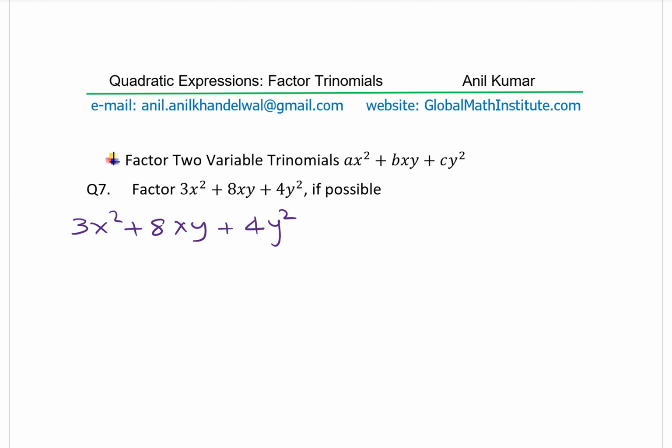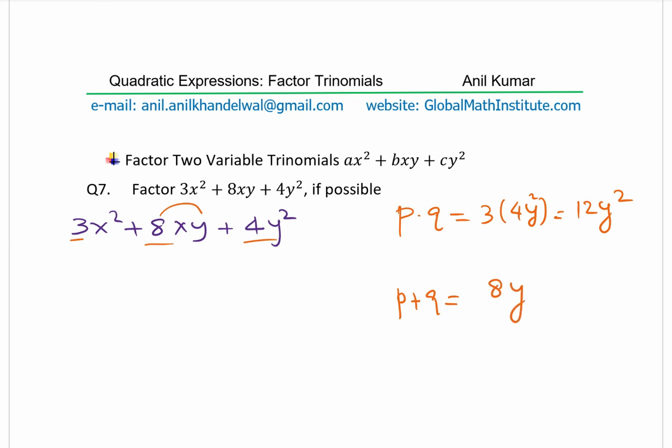Now, the technique is to use product and sum. So we're looking for two numbers p and q, whose product should be how much? Well, whose product should be 3 times the constant. We'll treat the other term as a constant. That's the trick. That means 3 times 4y squared. So what you get here is 12y squared. So we're looking for a product of 12y squared. And what sum are we looking for? We're looking for the sum for the coefficient of x. Now the coefficient of x is 8y. Does that make sense to you? Correct? That is how you have to look at it.